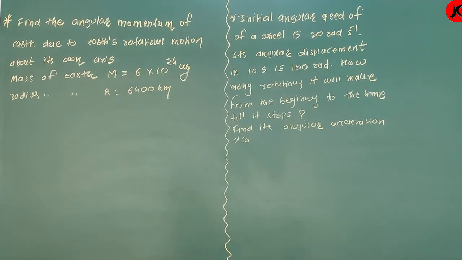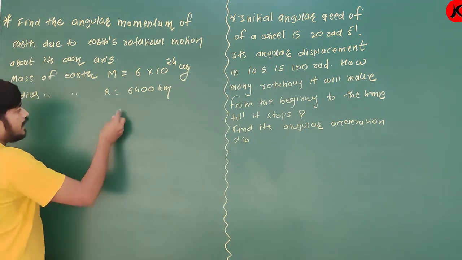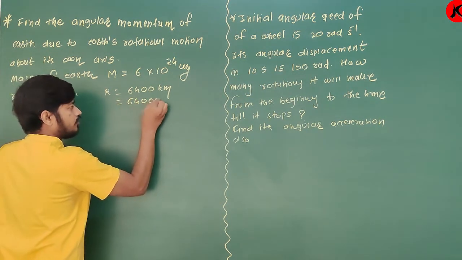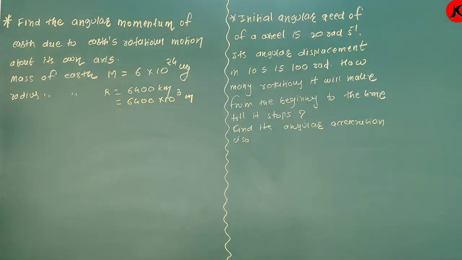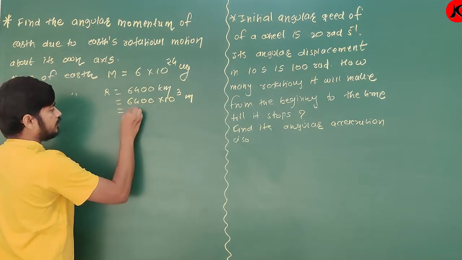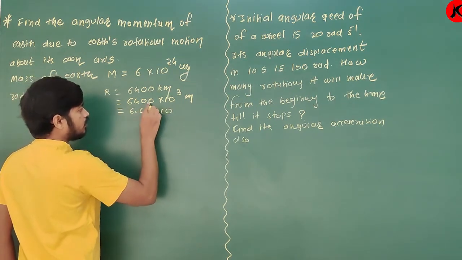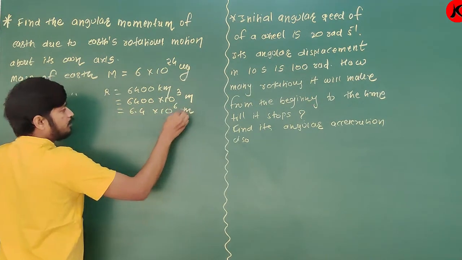Now the next question: find the angular momentum of Earth due to Earth's rotational motion about its own axis. Mass of Earth m is equal to 6 into 10 raised to 24 kg and radius r is equal to 6400 kilometer. Kilometer means you have to convert. Radius is 6400 into 10 raised to 3 meter, or you can also write this as 6.4 into 10 raised to 6 meter.